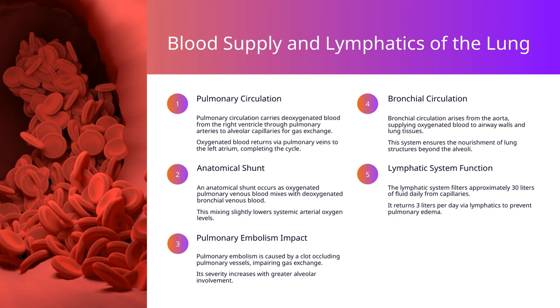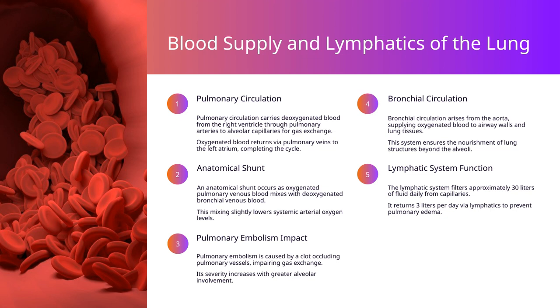Alongside this, the bronchial circulation originates from the aorta. It supplies oxygen-rich blood directly to the airway walls and lung tissues beyond the alveoli, ensuring that all lung structures receive proper nourishment. This system works in tandem with the pulmonary circulation to keep the lungs healthy and functional.